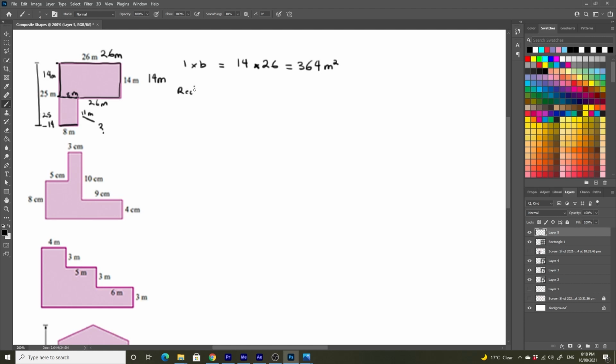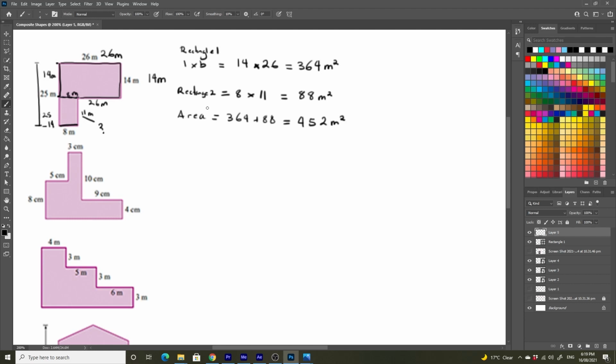So rectangle 2 is equal to 8 times 11, which is equal to 88 meters squared. So the whole shape is the sum of these two numbers. So area is equal to 364 plus 88, which is equal to 452 meters squared.